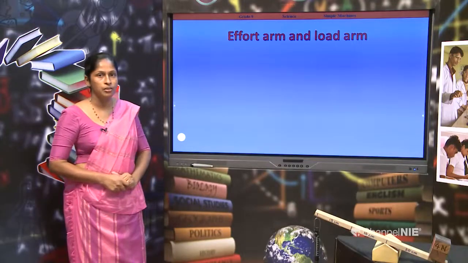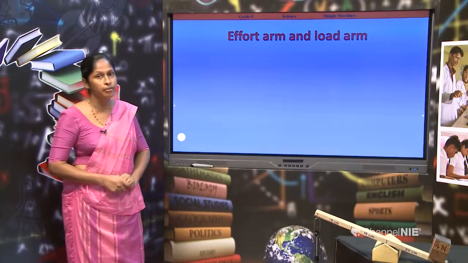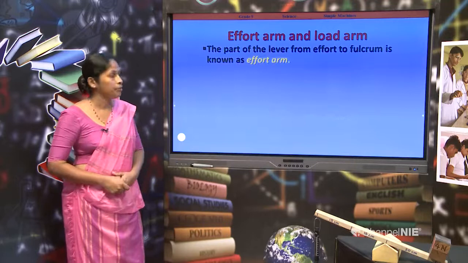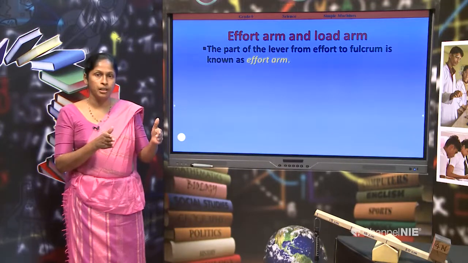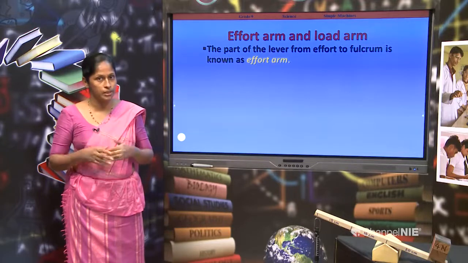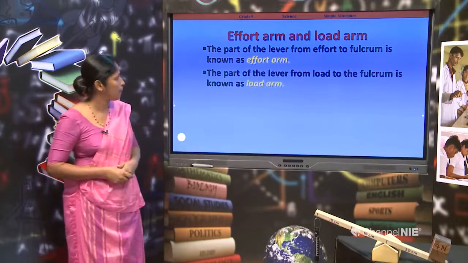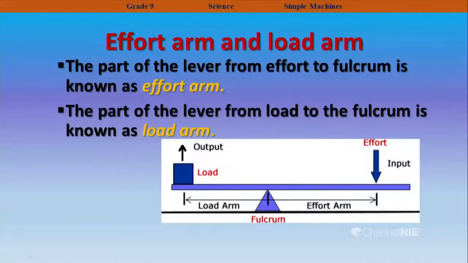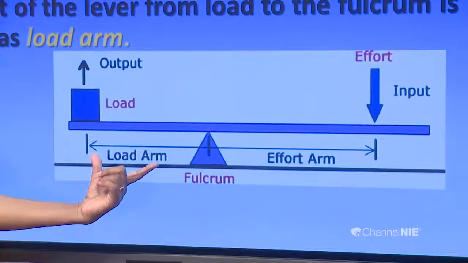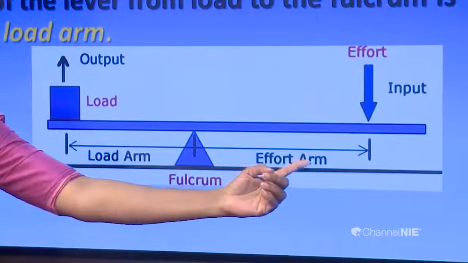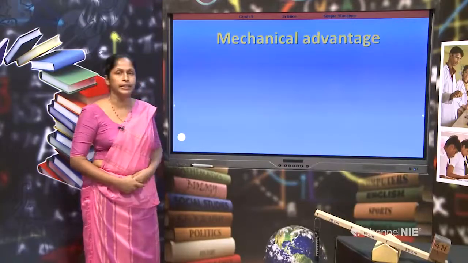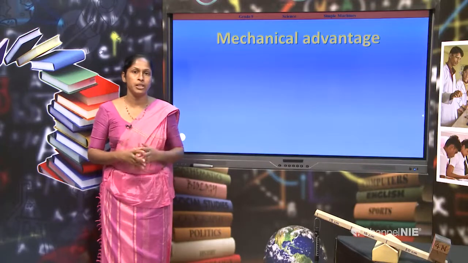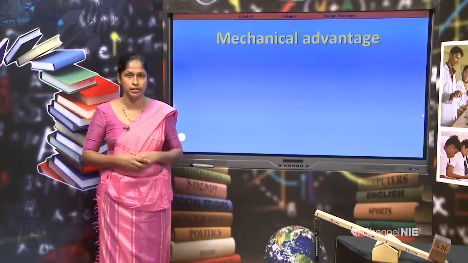Two important parts of the lever are the load arm and the effort arm. The part between effort and fulcrum is called the effort arm. The part between fulcrum and load is called the load arm. In the figure you can see fulcrum, load, load arm, effort, fulcrum.